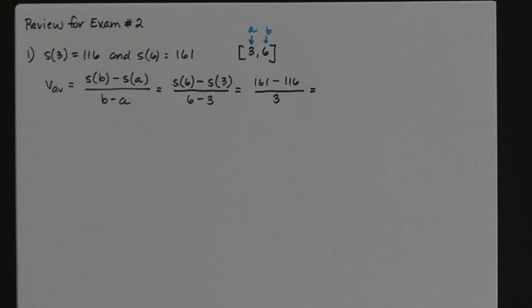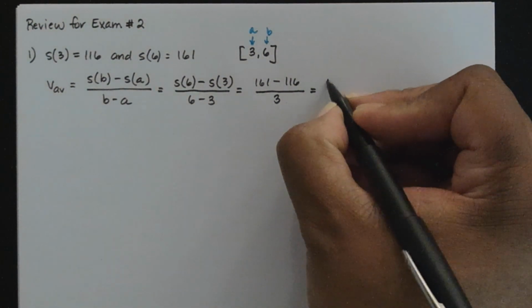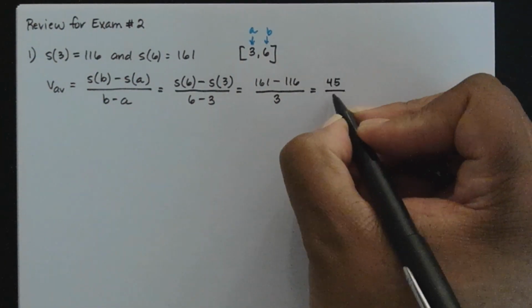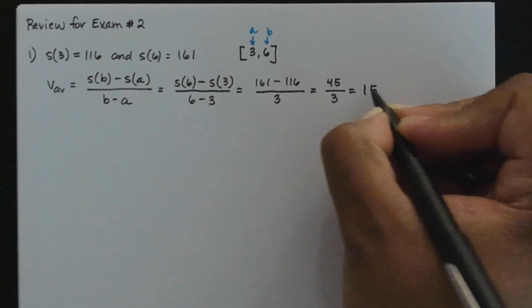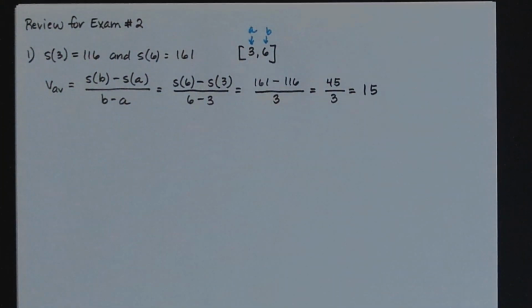So if I subtract 116 from 161, I should get 45. And if I divide 3 into 45, I would end up getting 15. So the average velocity of an object over an interval of time from 3 to 6 would be 15. Okay. All right. Are there any questions about number 1?